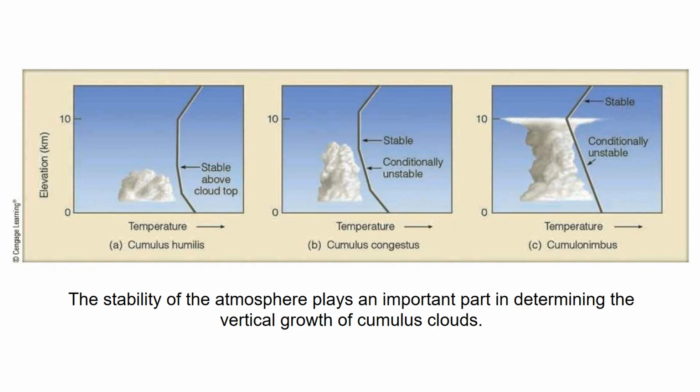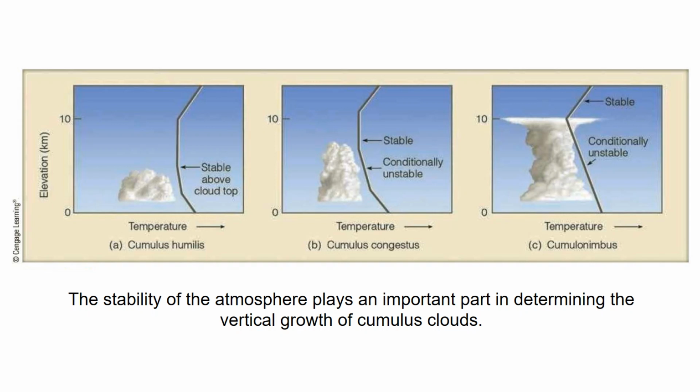In diagram A, you can see that it's stable at the top, or above the cloud top. So the cloud is not able to rise. This happens when there is an inversion. When we say inversion, as you go up the atmosphere, the temperature rises. So we are talking about the troposphere. Inversion happens usually early morning, as I've mentioned in the previous video. This kind of atmospheric condition produces what we call cumulus humilis, or fair weather clouds, clouds that you can see obviously during fair weather.